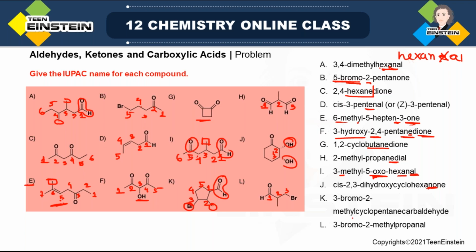Compound K, 3-bromo-2-methyl. So this is a substituent, this is also a substituent, but B will come before M. So that is why bromo you have to write first. Cyclopentane write completely and then carbaldehyde, which is for CHO. L, 3-bromo-2-methylpropanal, single CHO group. Fine.